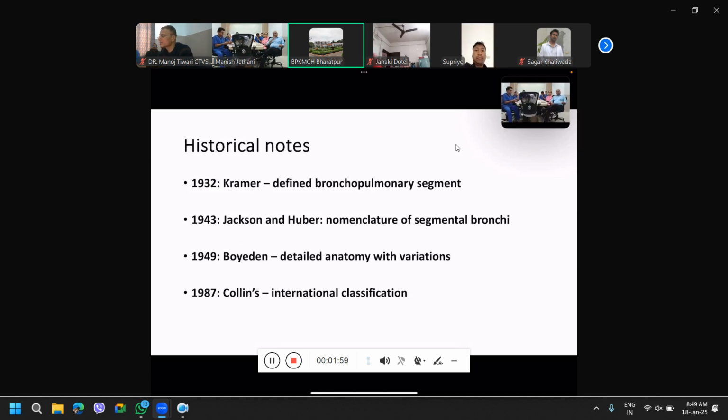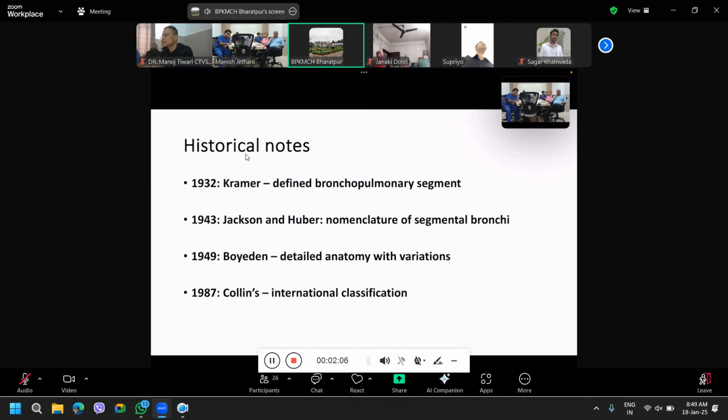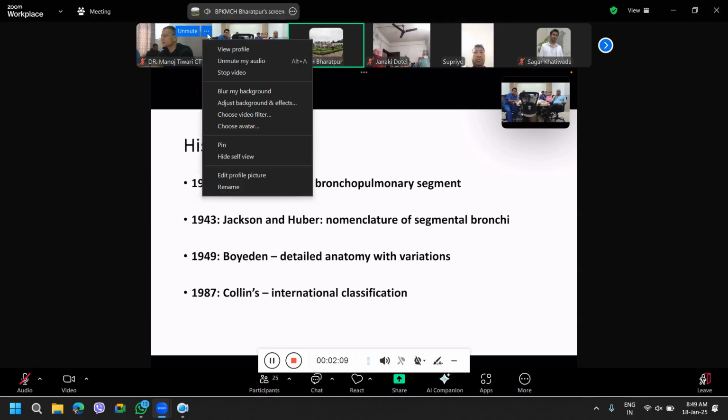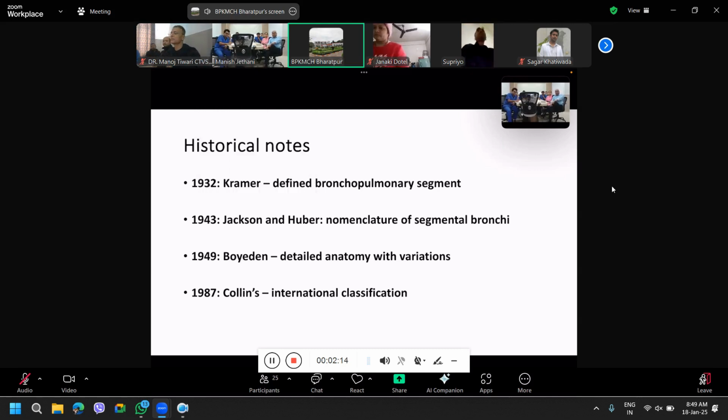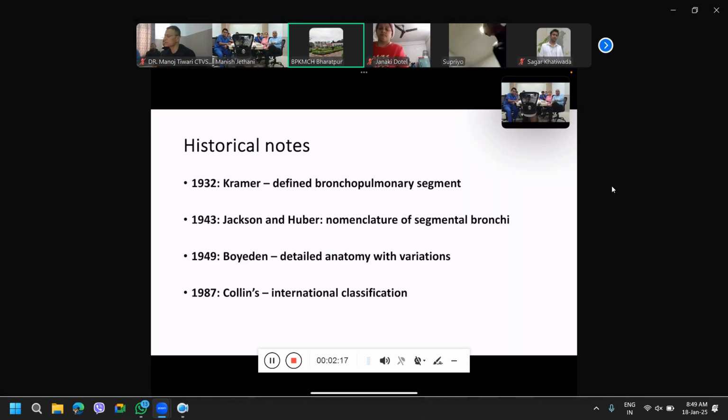So as we know, in 1932, Kramer first defined the bronchopulmonary segment. Thereafter, in 1943, Jackson and Hubbard gave the proper nomenclature of the segmental bronchi. In 1949, a great anatomist, Boyden, who is quoted even now in several Western books and also Japanese or Chinese books, was a great anatomist, and he had given the detailed anatomy with its variations. In 1987, Collins established the international classification for the bronchial segmentation.